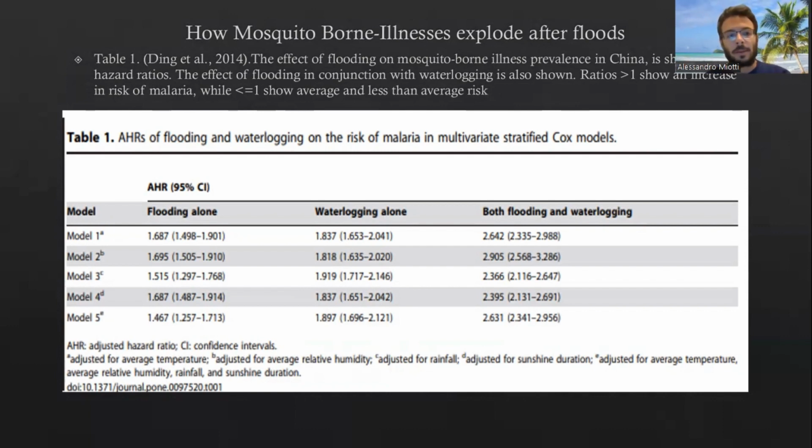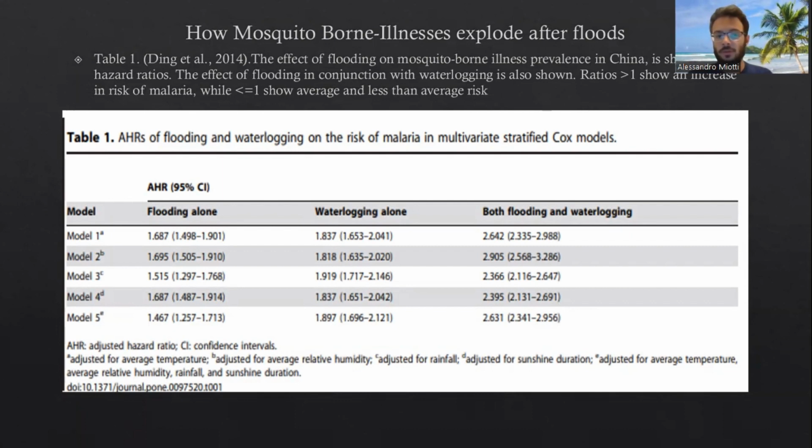So what this paper is showing is with 95% confidence, the average hazard ratio with flooding alone of risk of malaria actually is increasing by a good amount, almost 50%. So from 1, here it's 1.7. For model 2, you have 1.7. For model 3, 1.5. For model 4, 1.6. And for model 5, 1.5. I'm showing you an average of around 1.6, which is a huge increase in risk of malaria.